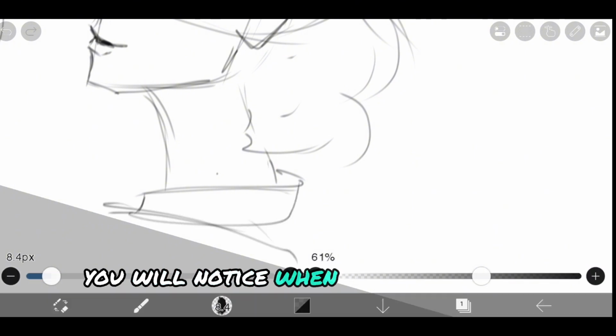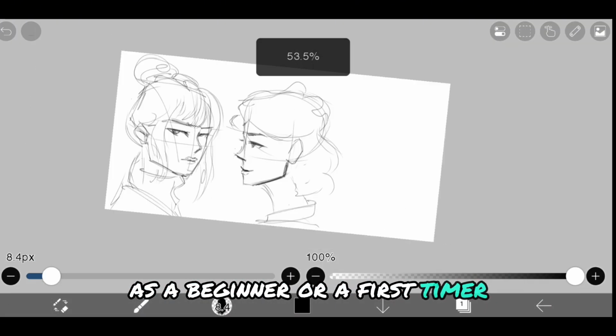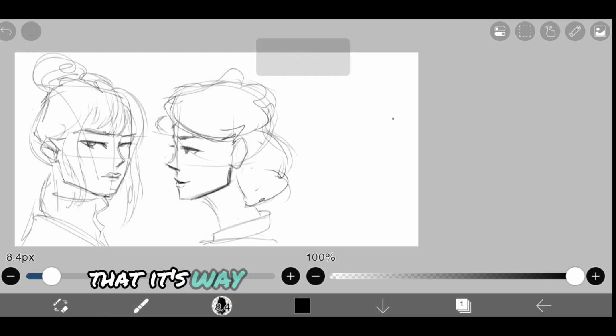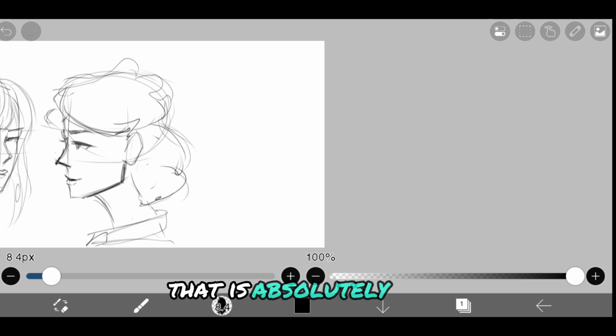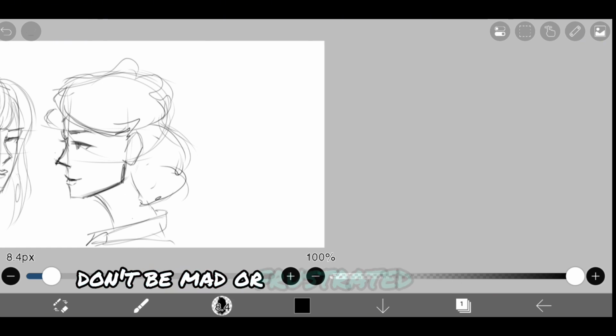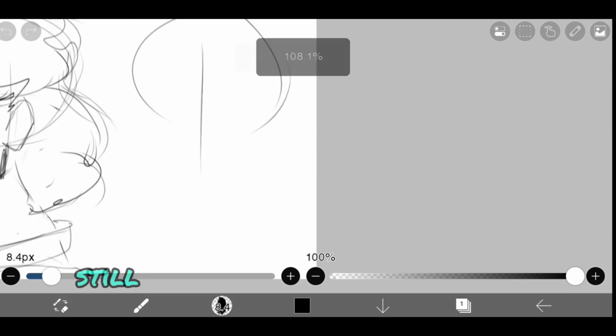You will notice when you draw using references, as a beginner or a first-timer, you will see that your work is way too different from the reference you're drawing. You know, that is absolutely okay. Don't be mad or frustrated because of that. Always remember that you are learning, still learning.